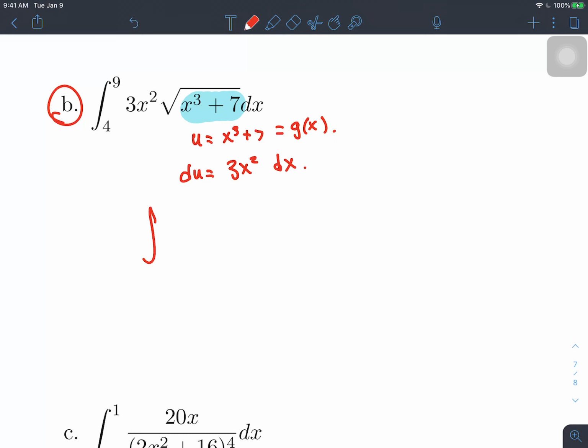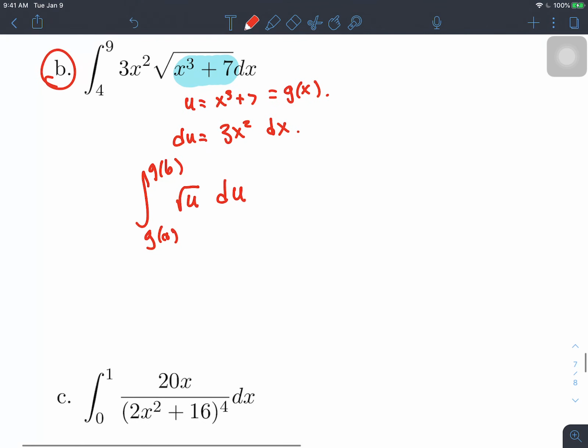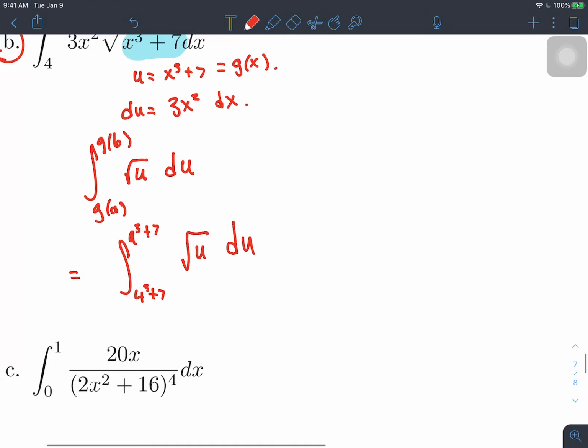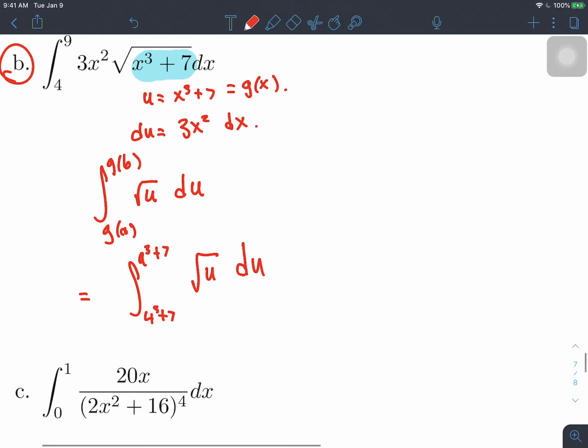If I want to rewrite this using method number 1, what I should do is write down the integral in terms of u. So it's going to be the square root of u times du. And the bounds of integration should now be g of a to g of b, where a was 4 and b was 9. So now I'm going to write the integral. I'm going to take 4 and plug it into x cubed plus 7. So I get 4 cubed plus 7. And then on the top I'll get 9 cubed plus 7. And then we'll have square root of u du. And now I can just treat this as its own problem. I'm going to forget that x was ever even a part of this problem.